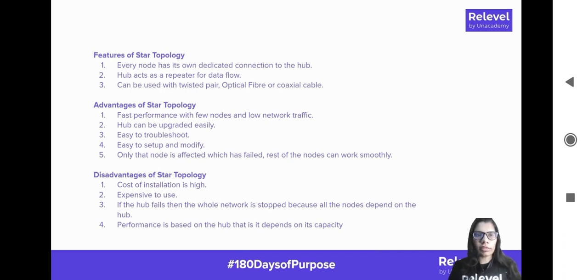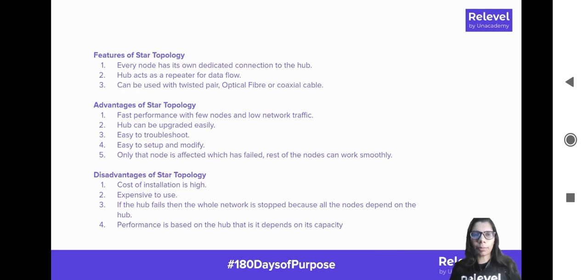If the hub fails, then the whole network would stop, because all the nodes are dependent upon only one hub. Here the performance is based upon the hub and its capacity. If you have a better hub, then the performance would be better. But if your hub is not that good, then your performance can degrade. So these are the disadvantages of star topology. I hope this makes sense to you.